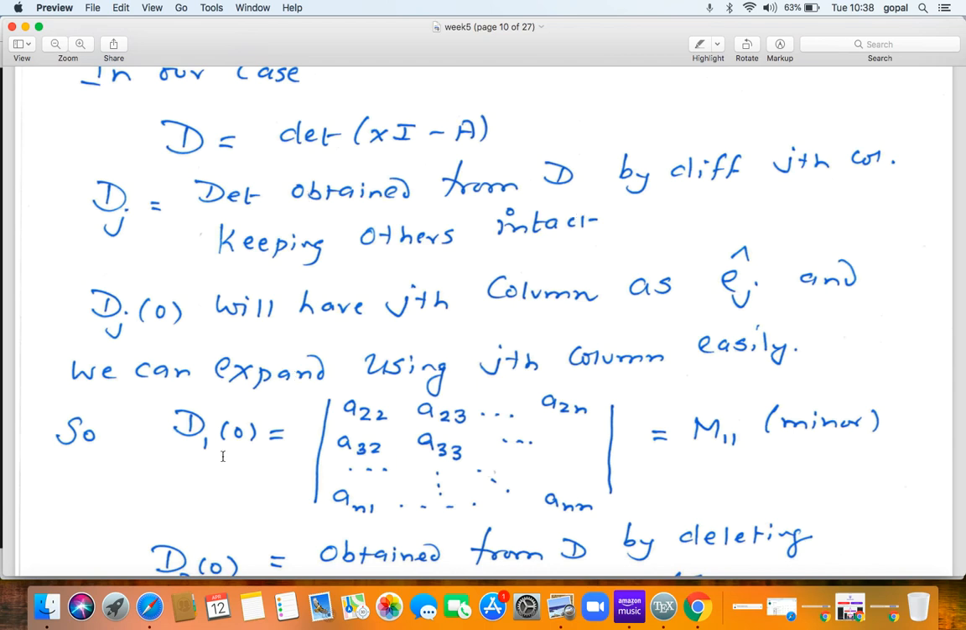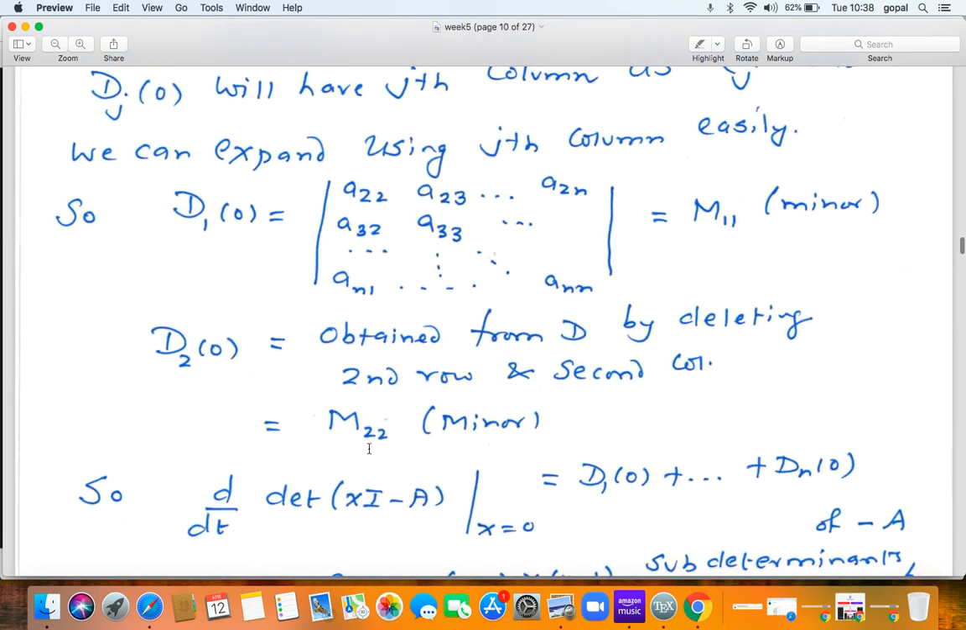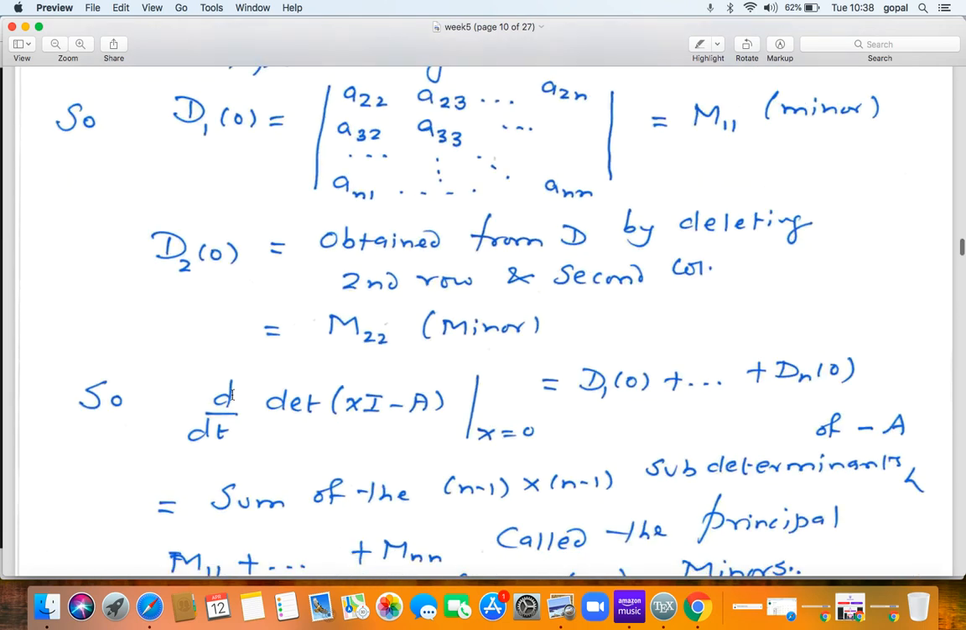So what is D1 of 0? It will be the minor M11. Similarly, D2 of 0 will be the minor M22, the minor obtained by deleting the second row and column, the minor corresponding to A22. So the derivative, d/dx of the determinant of xI minus A at x equal to 0, will be D1(0) plus D2(0) plus dot dot dot plus Dn(0).